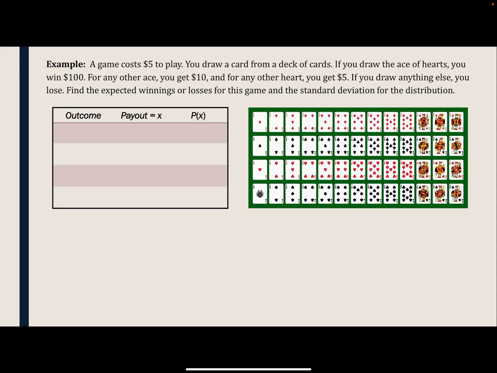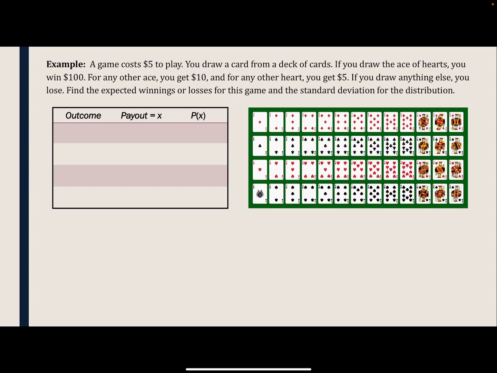included a picture here of a deck of cards because I know not everybody is familiar with a full deck of cards. So a deck of cards has 13 cards for each suit. And we have 4 suits: diamonds, clubs, hearts, and spades. For each suit, there is an ace, 2, 3, 4, 5, 6, 7, 8, 9, 10, and then a jack, queen, and king. This totals 52 cards, and again, we have 13 in each suit. So notice here that we have 4 aces. We only have 1 ace of hearts.